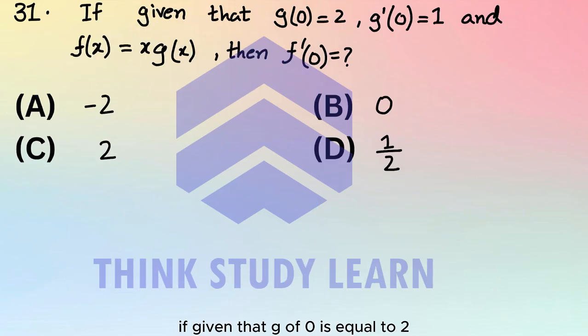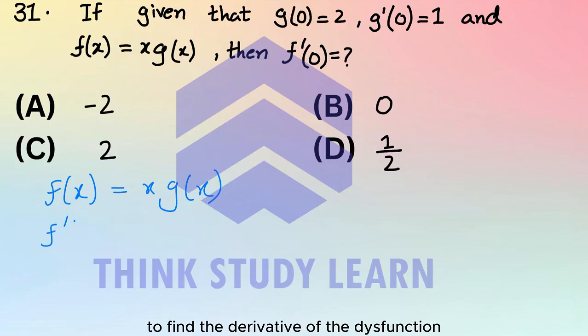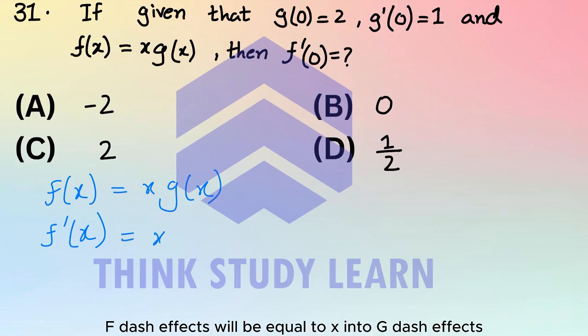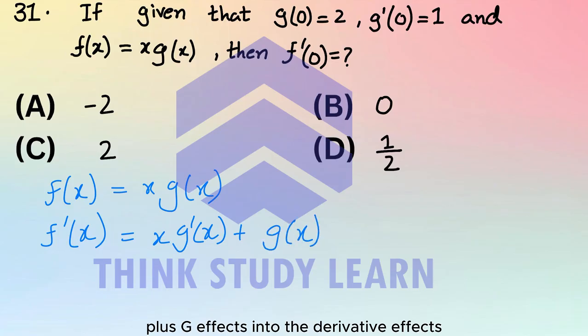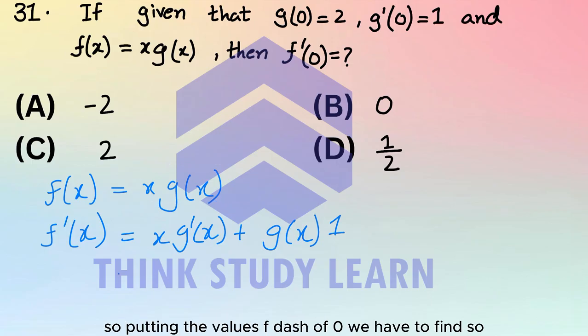It is given that g(0) = 2 and g'(0) = 1 and f(x) = x·g(x), then we have to find the value of f'(0). We know that the formula for f(x) is equal to x·g(x). To find the derivative of this function, we have a formula which states f'(x) will be equal to x·g'(x) + g(x)·(derivative of x, which is 1). So simply it is the product rule of derivative.